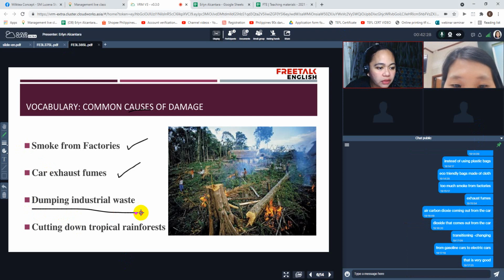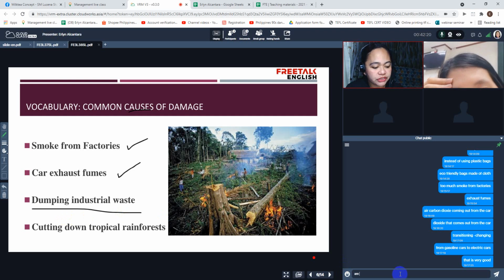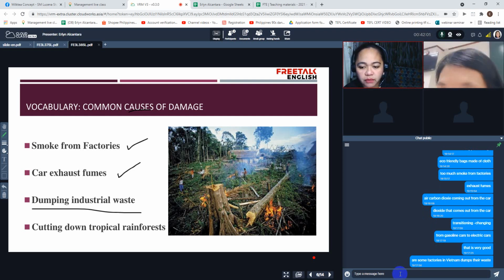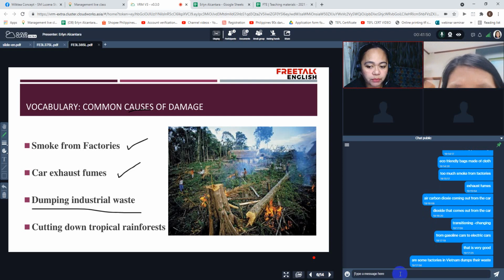Okay, what about dumping industrial waste? Are some factories in Vietnam dumping their waste? For example, they dump the waste in the river. Dump their waste. Yeah, for example, dump their waste.